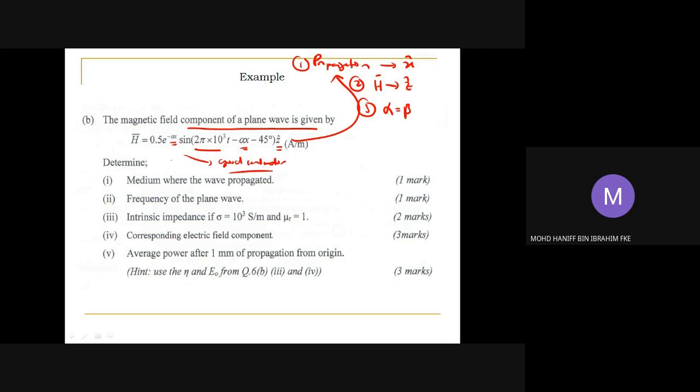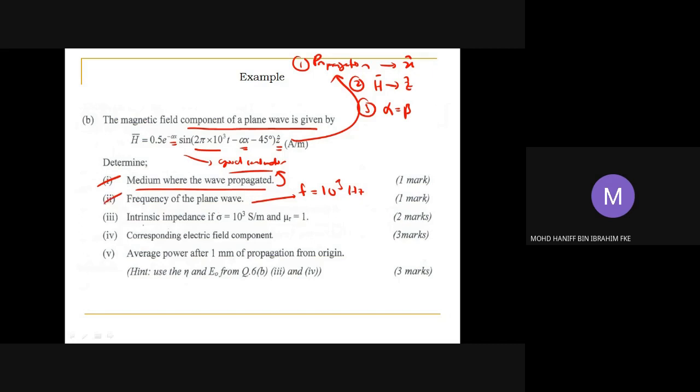Right, so this has answered question number one, which asks about the medium where the wave is propagated. Since alpha and beta are the same, the medium of the wave propagation is a good conductor. That should be the answer for number one. Number two, the frequency of the plane wave. That should be f, which equals 10 power of 3. Based on this equation, we have 10 power of 3 as omega, so the frequency is 10 power of 3 in hertz.